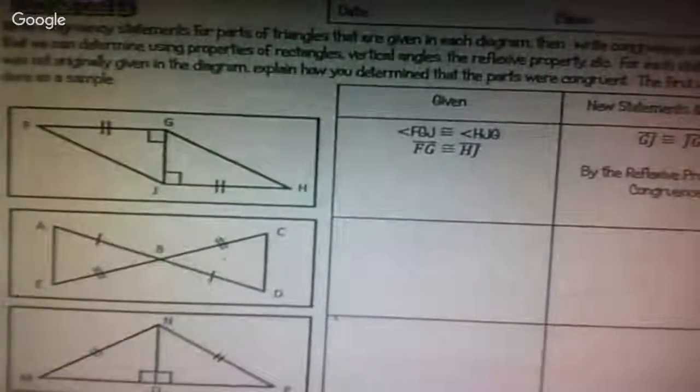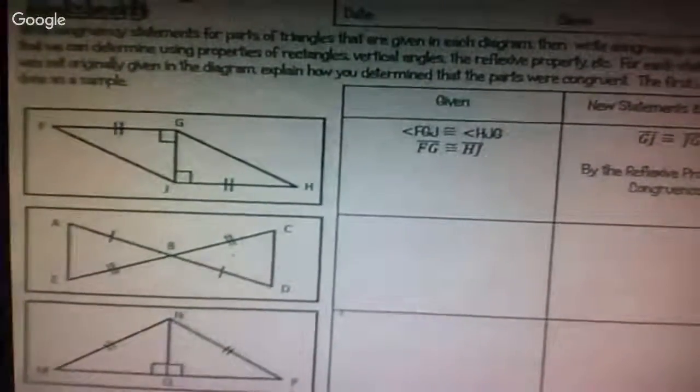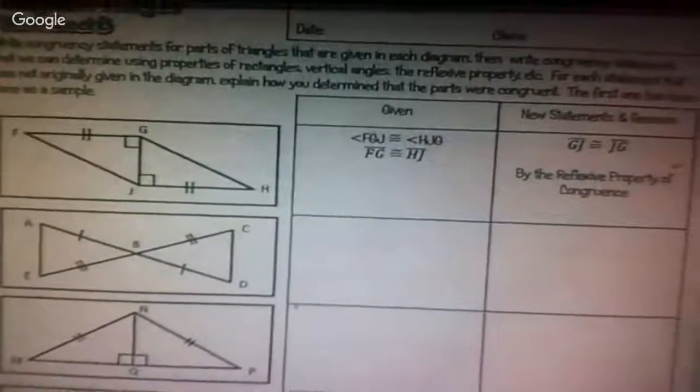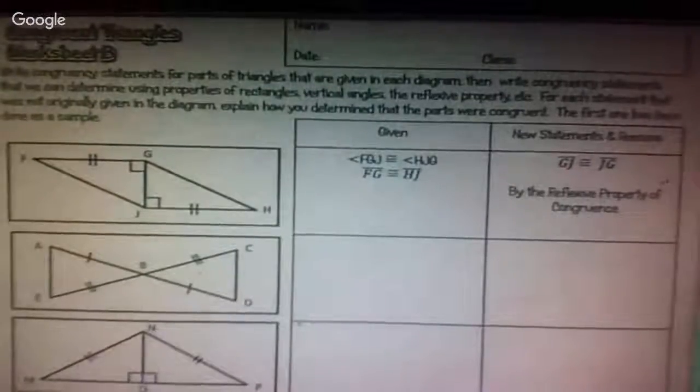All right, guys. I need to back this up just a little bit. There we go. All right, we gotta be focused. So if we focus, we can get through this pretty easily.